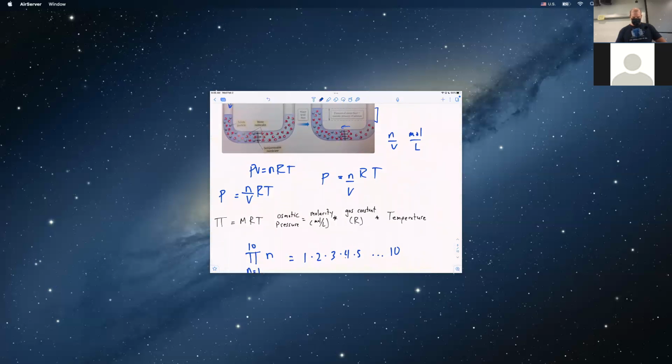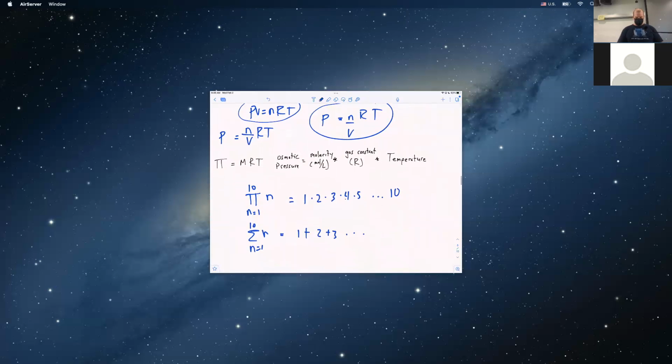And for osmotic pressure, what we use is the uppercase Greek letter pi, and pi equals M molarity, R gas law constant, T temperature. So our osmotic pressure is that, and you might notice that's kind of like the ideal gas law, PV equals nRT. So imagine if we divide both sides by volume, and we get pressure equals n over V, so number of moles over volume, times RT, and the number of moles over volume is molarity. So it's really just the ideal gas law, rearranged.